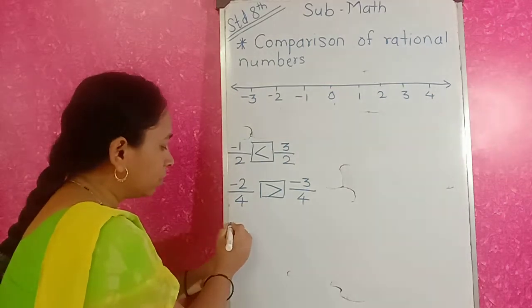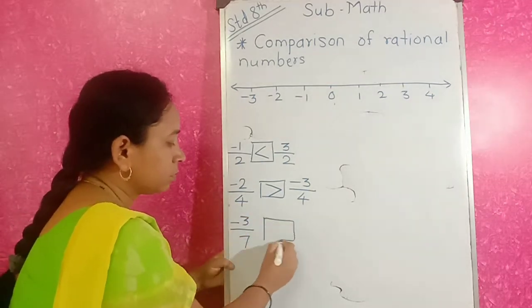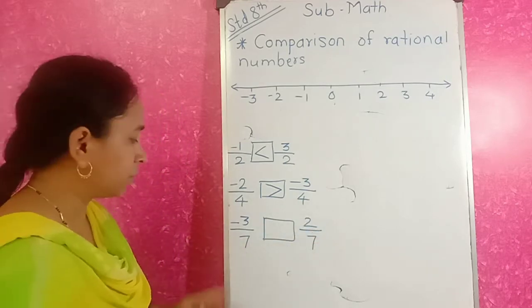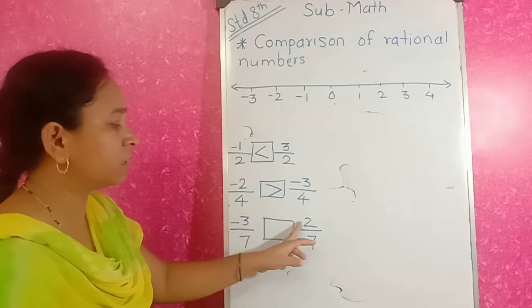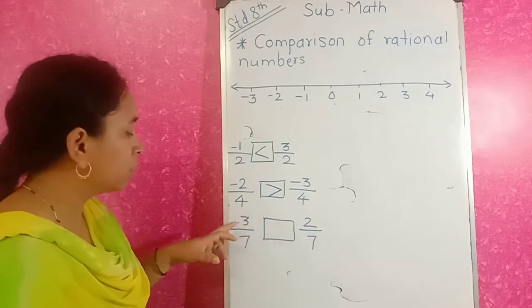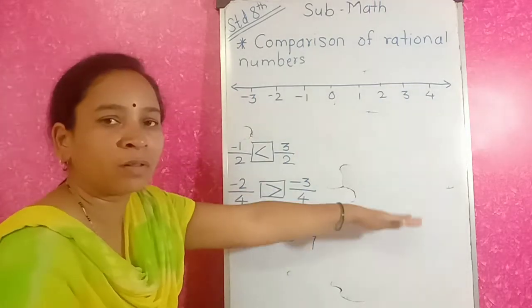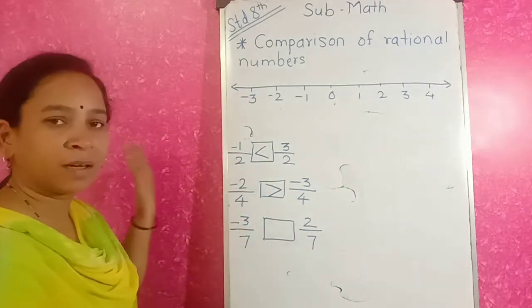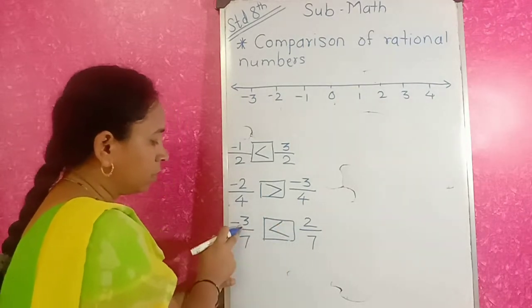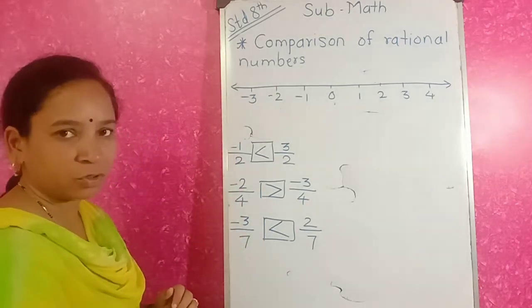Now take -3 upon 7 and 2 upon 7. It is a very easy example. Here it is negative and here it is positive. Denominators are the same, so I'll compare the numerators. Positive will of course lie on the right side and negative on the left side. So -3 is smaller.